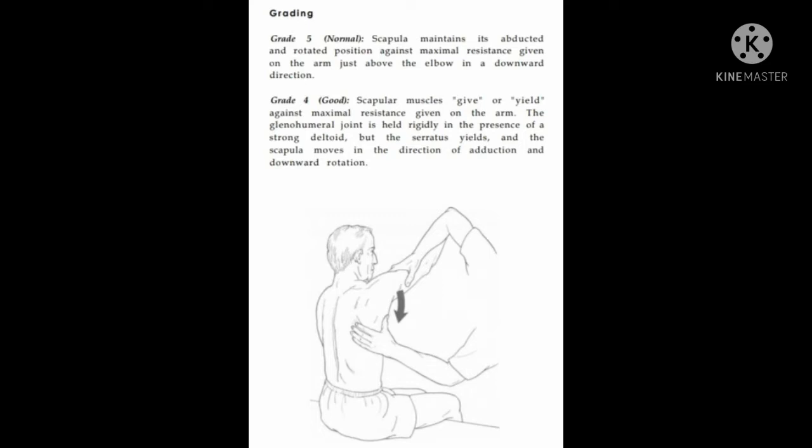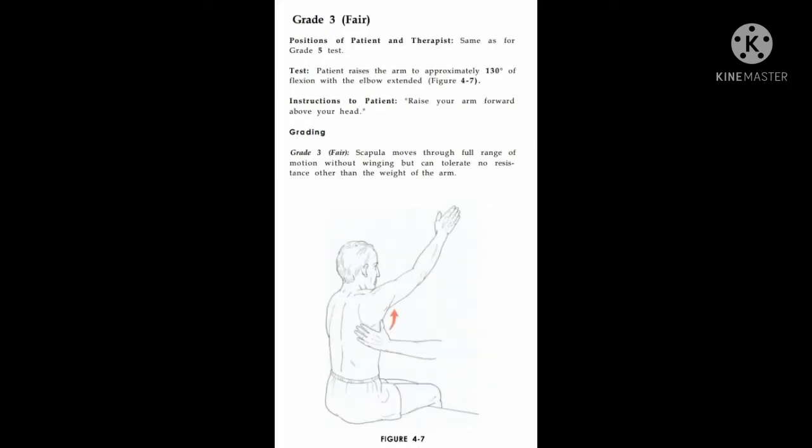Grade 4. Scapula maintains its abducted and rotated position against minimal resistance given on the arm just above the elbow in downward direction. Grade 3. Patient position is same as the grade 4 and grade 5.